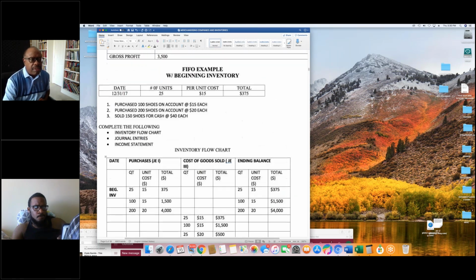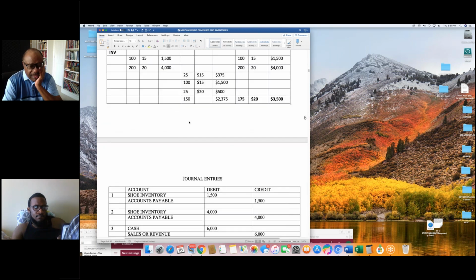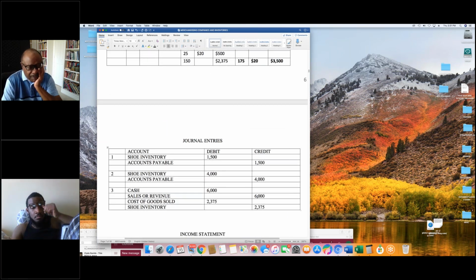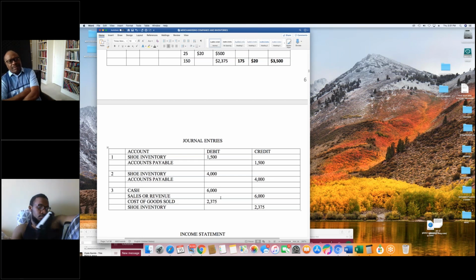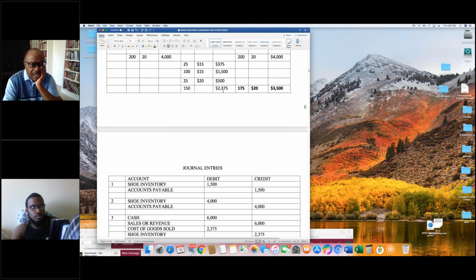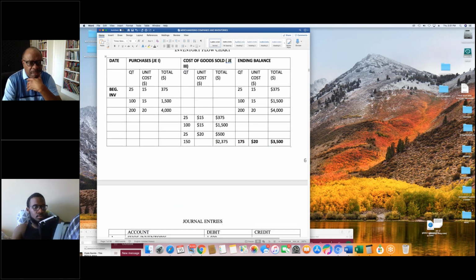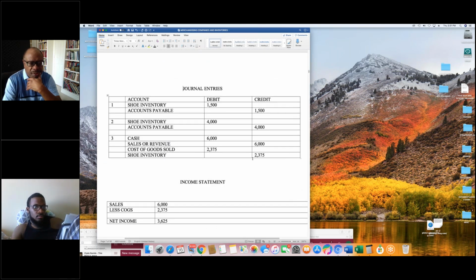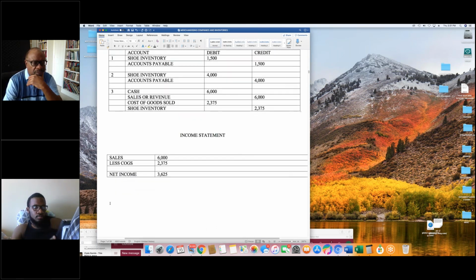So for the 6,000, we simply multiply 150 times 40, and we get 6,000. Where does 2,375 come from? That comes from the cost of goods sold. That's why we have this table and this column. The purpose of this column is to tell us how much goes in this journal entry. So in this case, I'll change this to gross profit.